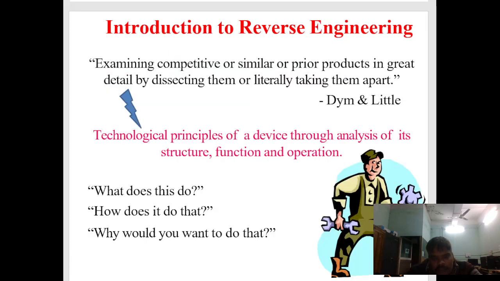So these are the introduction of reverse engineering. It means examining competitive or similar or superior products in great detail by dissecting them or literally taking them apart. So this is reverse engineering. Suppose you have a part, then by disassembling all the components, you can study what the components are and how it is running. Technological principles of a device are discovered through analysis of its structure, function, and operation.